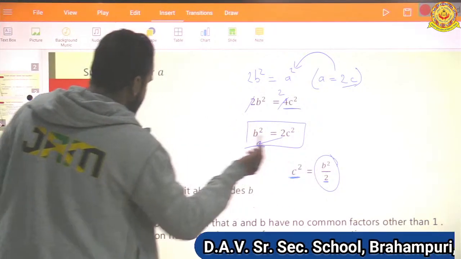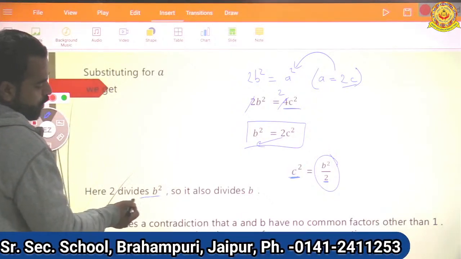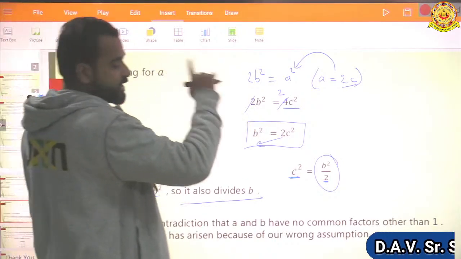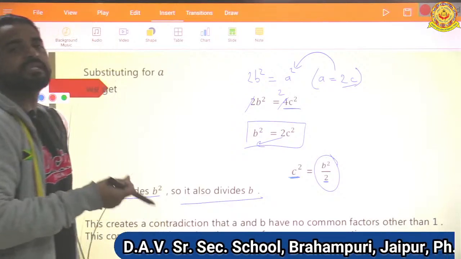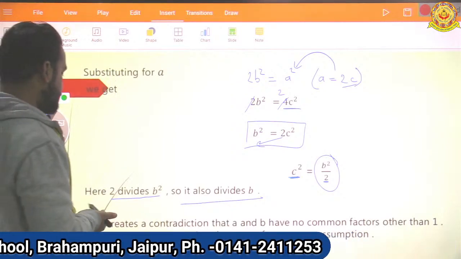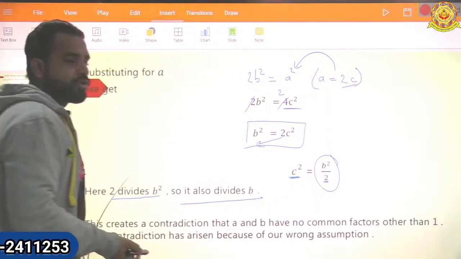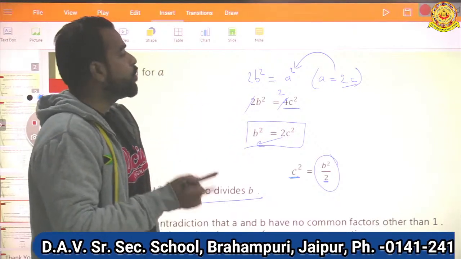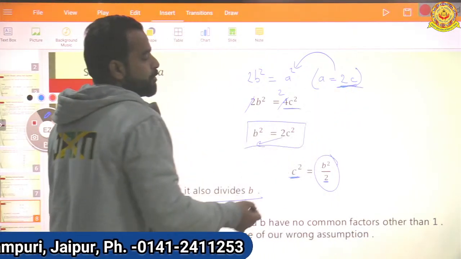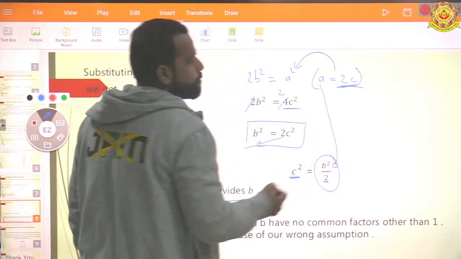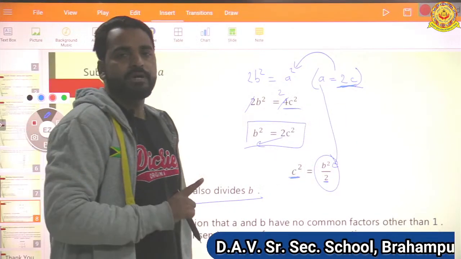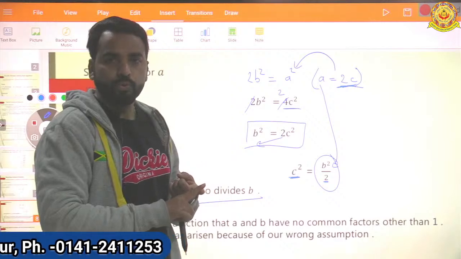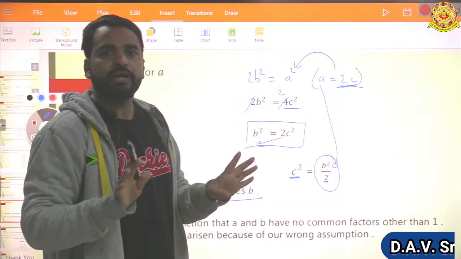So we will say that here 2 divides b square, that means it also divides b, by the theorem which we studied, that if 2 divides b square, then it divides b as well. So that means we can say that b also has the prime number 2, as a also has the prime number 2. That means a and b both have a common multiple. But in the first case we studied that we suppose a and b are two co-prime numbers, where they have no common factor other than 1.